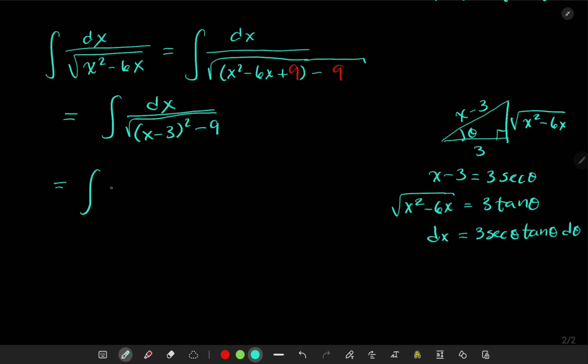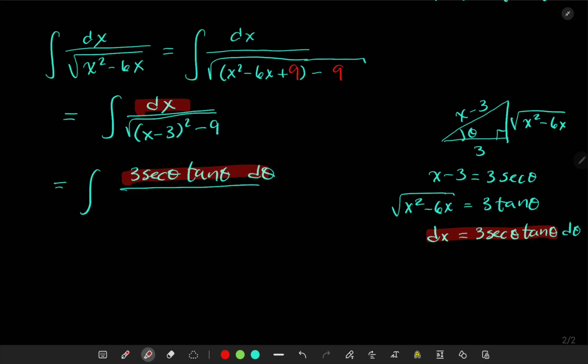So we have 3 secant tangent d theta. That's the dx. Don't cross it out. That's my dx. And then I'm going to write the square root in the denominator, which becomes 3 tangent. And you see how now I'm going to cross it out. The tangent cancels the tangent, the 3 cancels the 3.